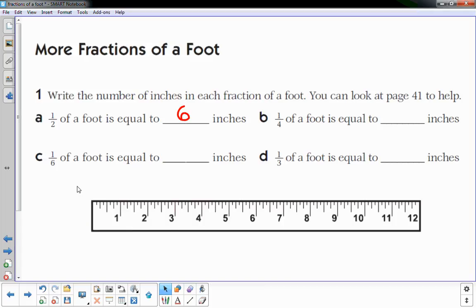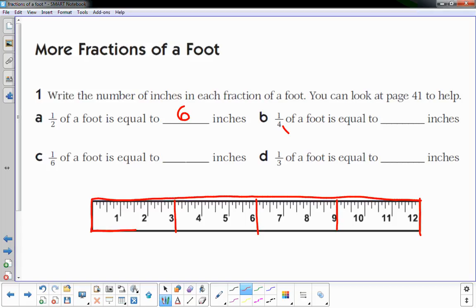B. 1/4 of a foot is equal to, all right, I have to break it up into 4 equal pieces. First, looks like 4 equal pieces to me. There's 1, 2, 3, yep, 4 equal pieces. And I'm interested in one of the 4. One of the 4 is right here. So how many inches is that? It's 3 inches.